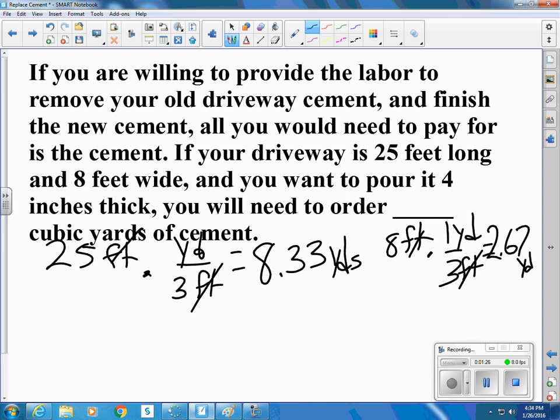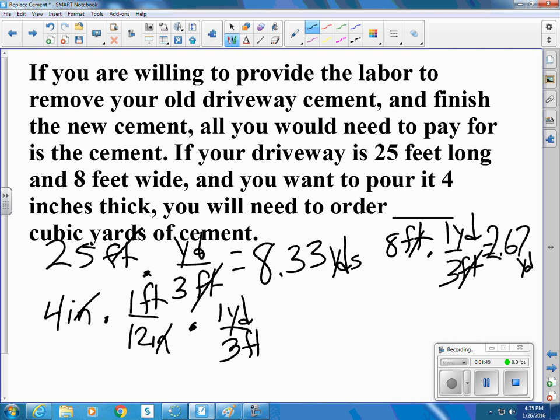And the thickness of the cement is 4 inches. 1 foot is 12 inches, so 4 divided by 12, but 1 yard is 3 feet, so 4 divided by 12 divided by 3 is 0.111 yards. So we have a length and a width and a height, so to speak, a thickness.